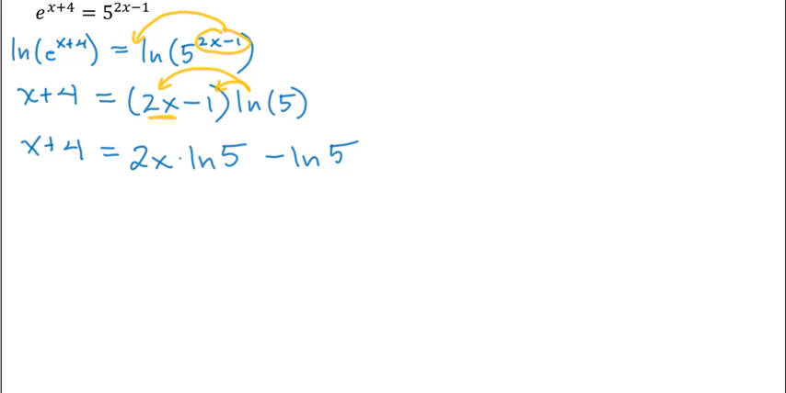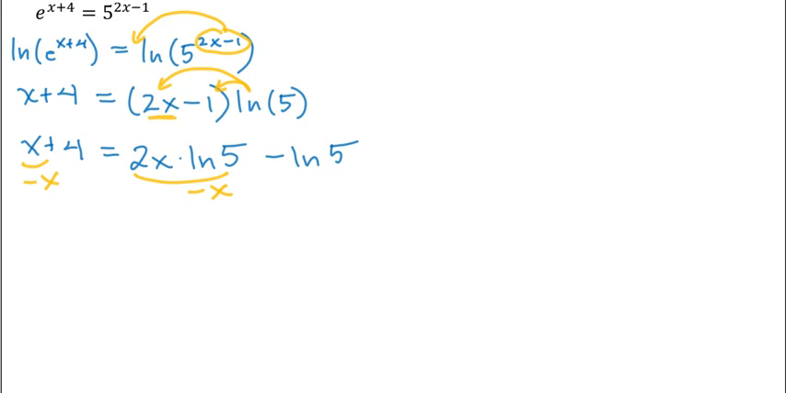Now, my x's aren't stuck anywhere, but I do have an x on each side of the equation, so I'm going to choose a side. I think I'm going to move x's to the right-hand side, but either would be fine. So I will subtract x. In fact, let me use my other color for that. So I will subtract an x from both sides.